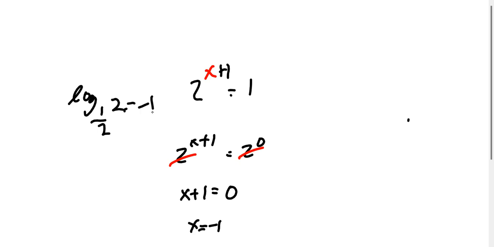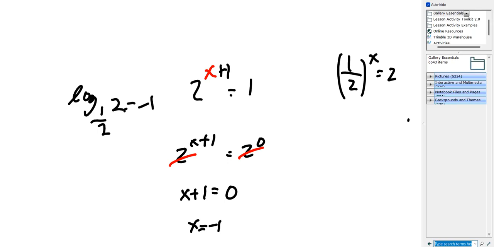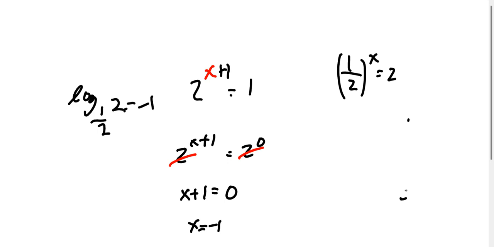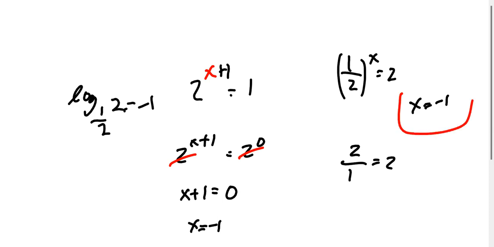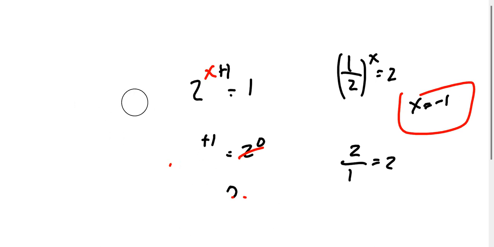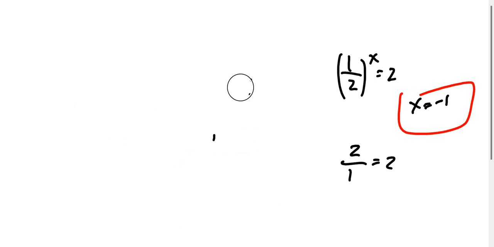Now the other way to do it is just to know. So 1/2 raised to the x is equal to 2. Well, when you raise it to a negative power, it's going to reciprocate the fraction. So when we reciprocate it, it's going to be 2 over 1, which equals 2. So we know that x equals -1. So we can get it in both ways, just by knowing and also by solving for it, using our prior exponent rules that you learned in algebra.